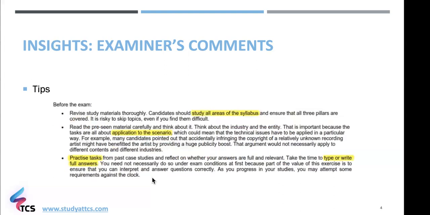Before the exam, what are you supposed to do? I'm not saying these things, it's the CIMA examiner who is asking you to do these things. So before the exam, you are supposed to study all areas of the syllabus. As I told you earlier, the OCS exam is highly technical or highly theoretical. So you need to know your theories. If you do not know your theories, especially pertaining to P1 and F1 related syllabus areas, you cannot pass this exam.